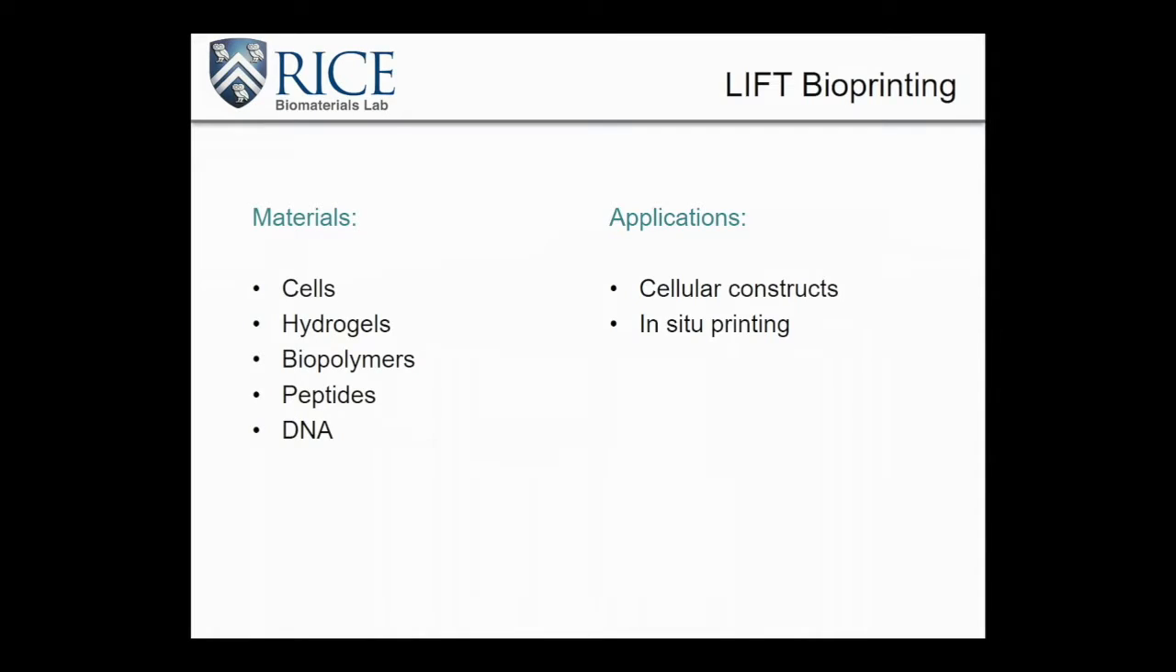Again, there are a variety of materials you can use. They're very similar to the materials you'd use in inkjet printing, but the applications so far have been largely limited to cellular constructs, although there are some papers out there in which people actually use this technique for in situ printing. So if you're interested in seeing some 3D printing directly onto tissues, besides those inkjet printing methodologies that have been developed, this laser-induced forward transfer has actually been used on a couple of mouse models.